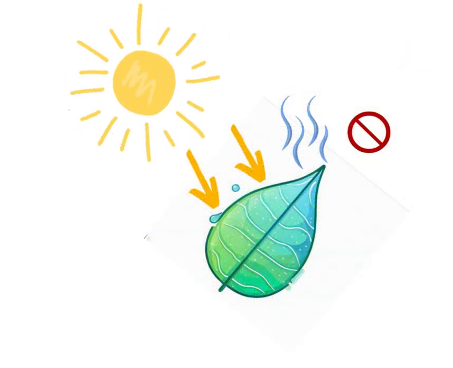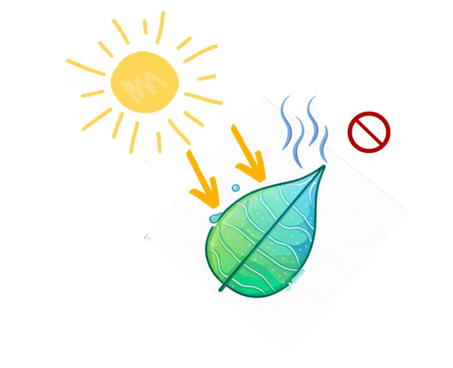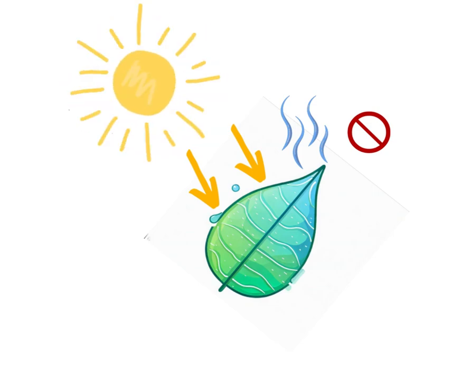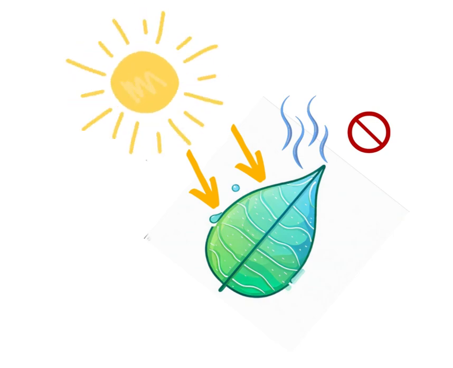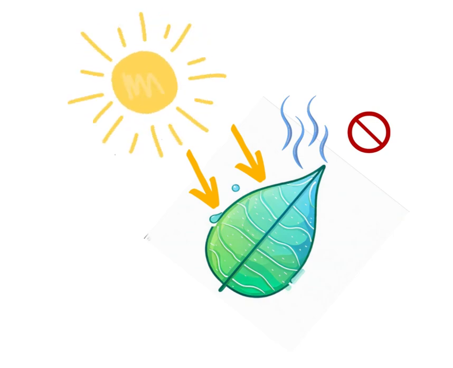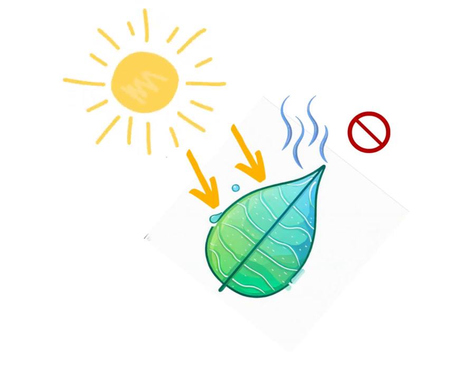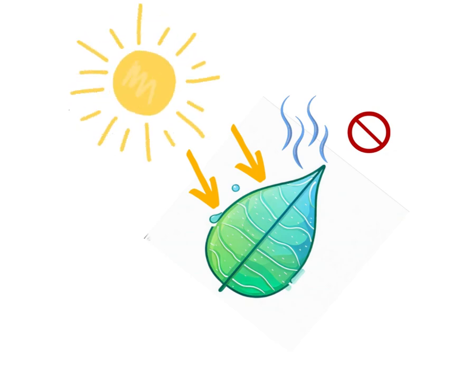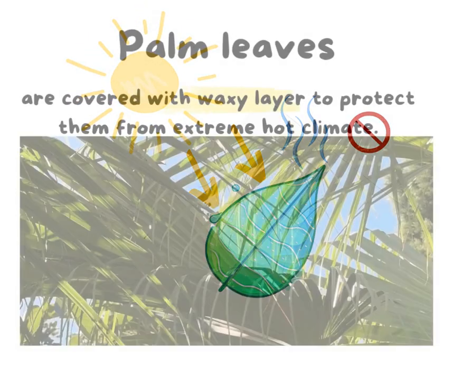Palm leaves have water in them. There is water inside the leaves. So if they are exposed to the sunlight, the very hot climate, this water will evaporate. So this layer above the leaves keeps the water inside the leaves and protects it from evaporation. So back to our topic, palm leaves are covered with waxy layers to protect them from extreme hot climate.